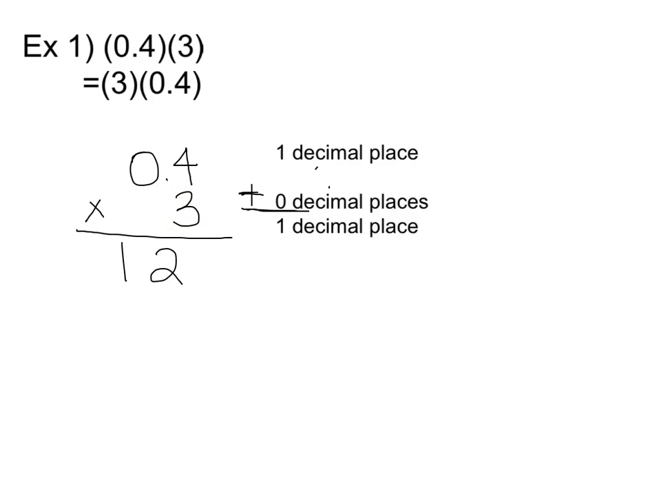So we have 1 decimal place total, so we're going to go in 1 decimal place, and our answer is 1.2 or 1 and 2/10.